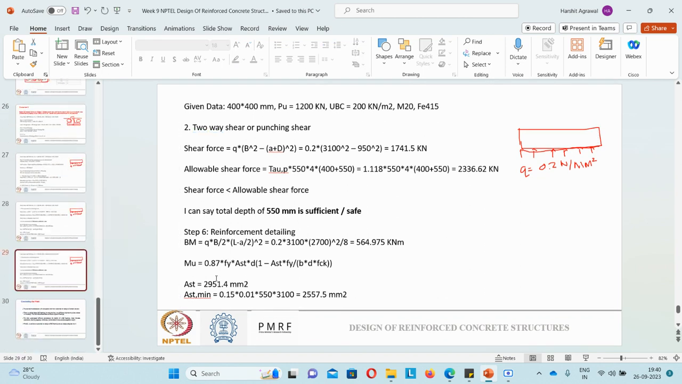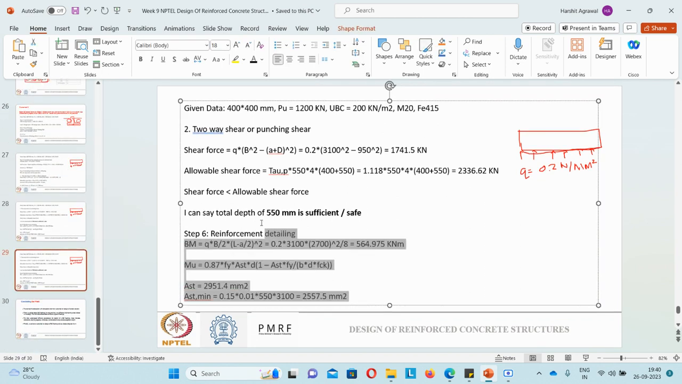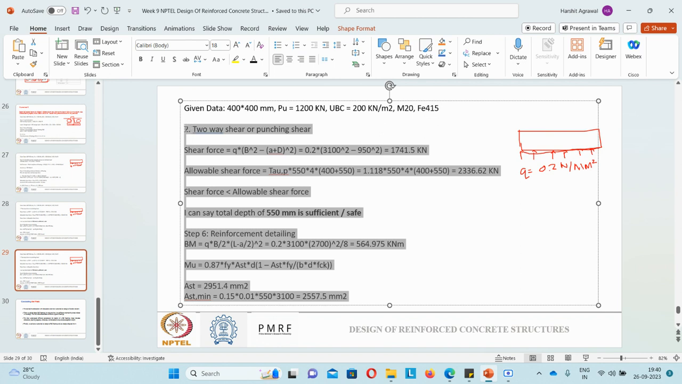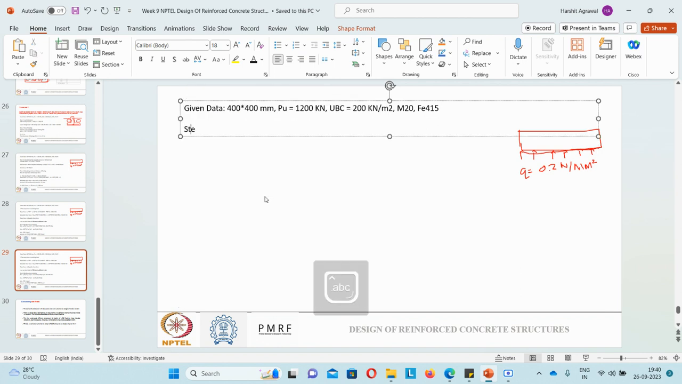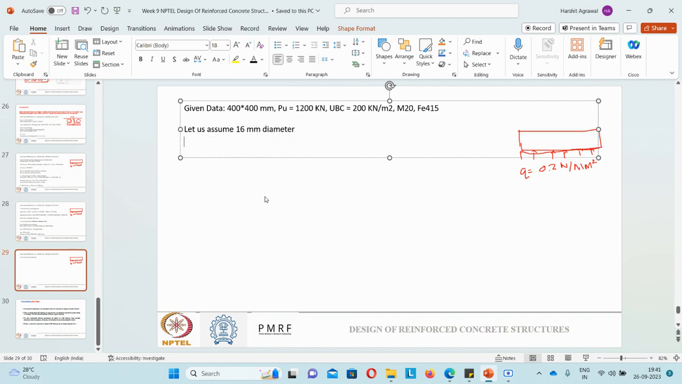Once this is done, what we need to do? Step 6 is the number of rebars that we need to provide. So let us assume 16 mm diameter bars that we are providing. Now you know the total area of reinforcement, you know the area of one rebar, so you can calculate the number of bars. So I'm just directly writing what will be the results.